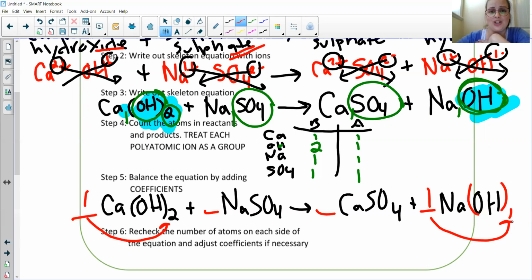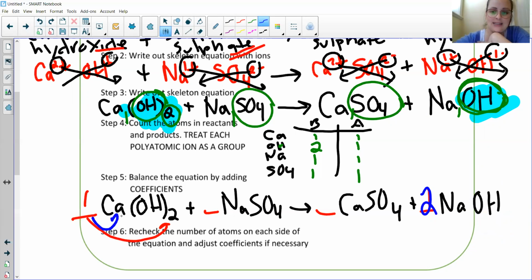So I'm going to change that 1, and I'm going to change it to a 2. And so now I have 2 times 1, which is 2. I have 2 hydroxides after now. I have 2 before, and I have 2 after. So now I'm going to continue going through balancing.